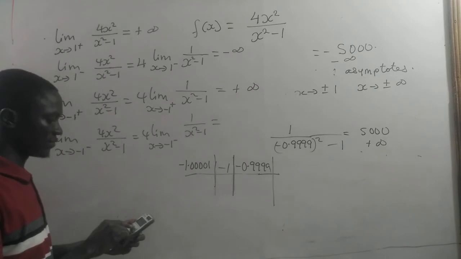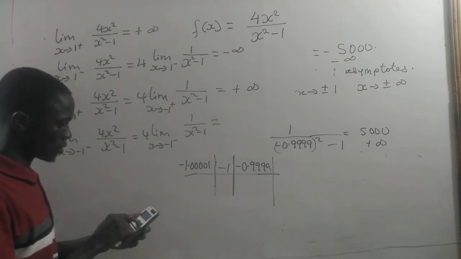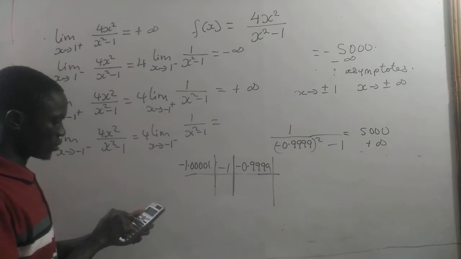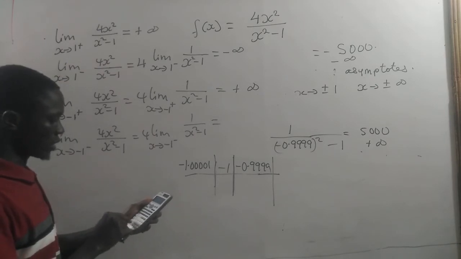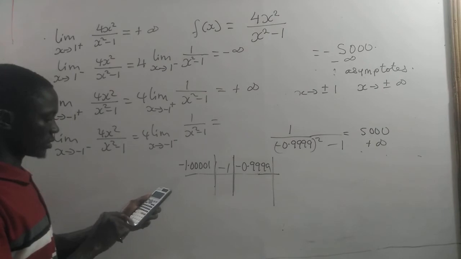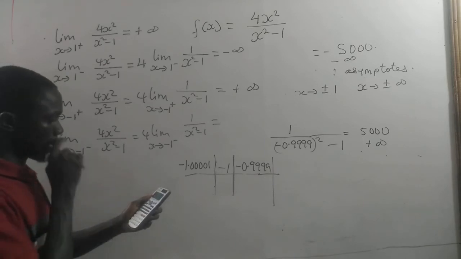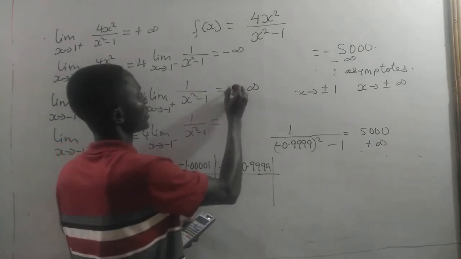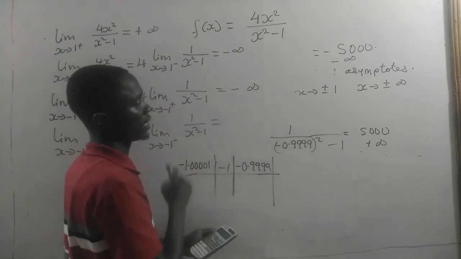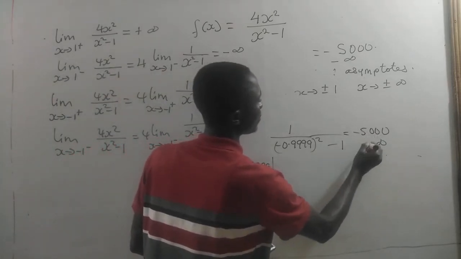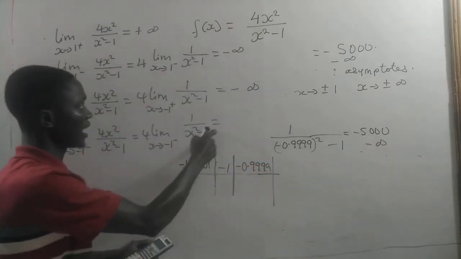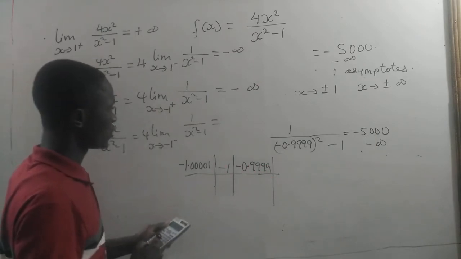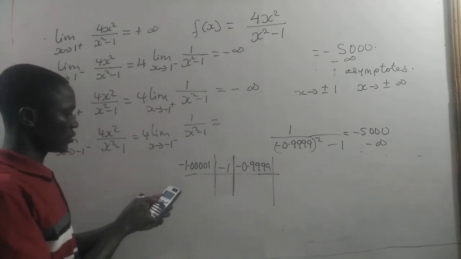And let's check for the left. Oh, I mistakenly put negative here. 1 on bracket -0.1234 minus 1. In fact, this will go to negative infinity. I mistakenly pointed 1 here, so it will go to negative infinity. And this one will always go to positive infinity. So let's take that one.